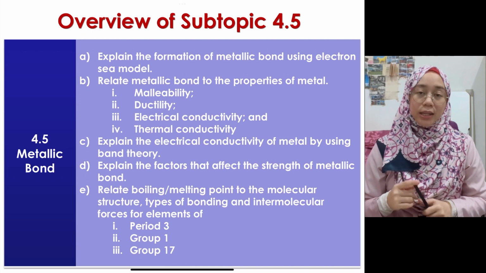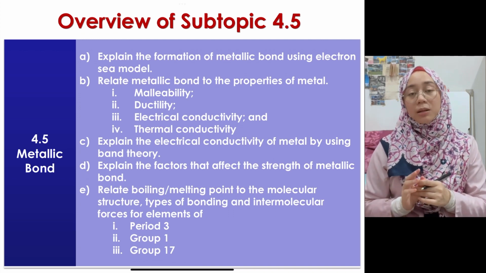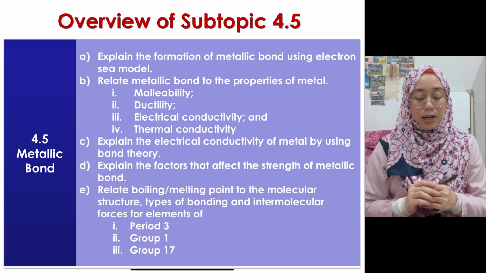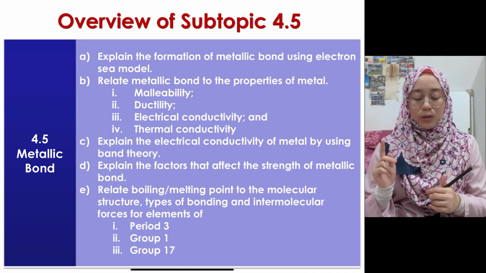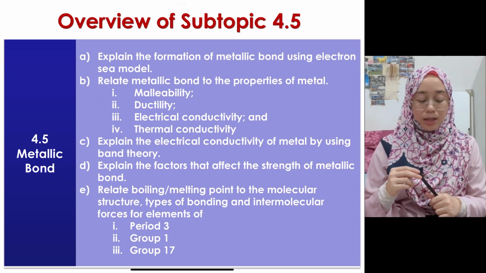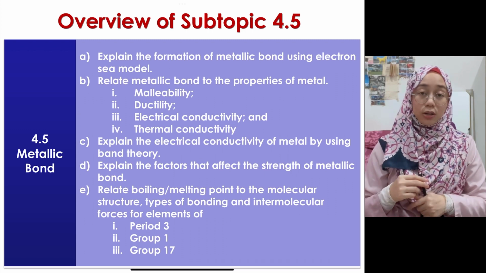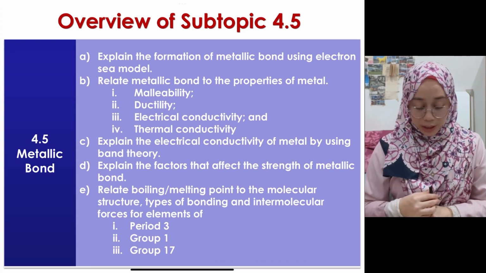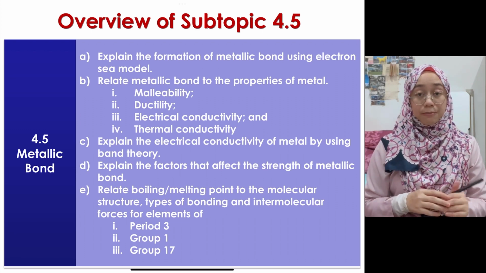And then the second one, kita akan try to relatekan the metallic bond to the physical properties of a metal in terms of malleability, ductility, and also in terms of conductivity of electrical and also heat. Okay, and then yang ketiga pula kita akan tengok explanation pasal electrical conductivity by using band theory. And then the next one kita akan tengok factors that affect the strength of metallic bond.